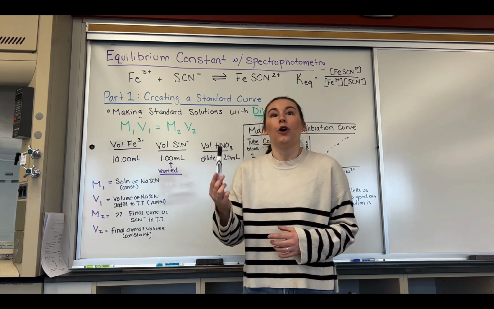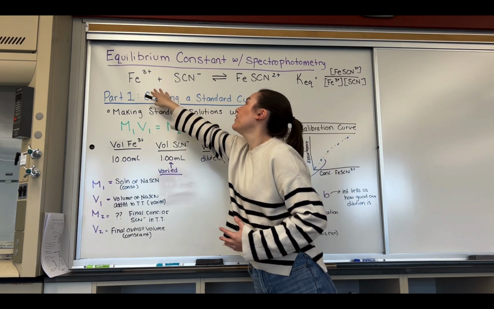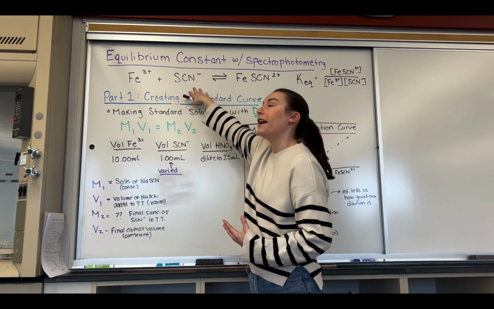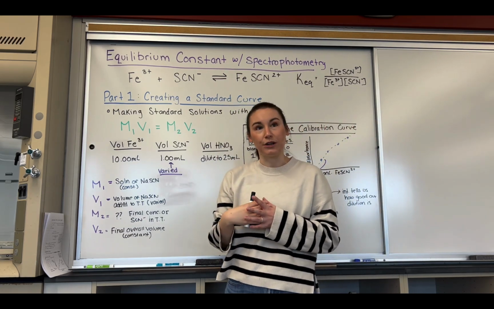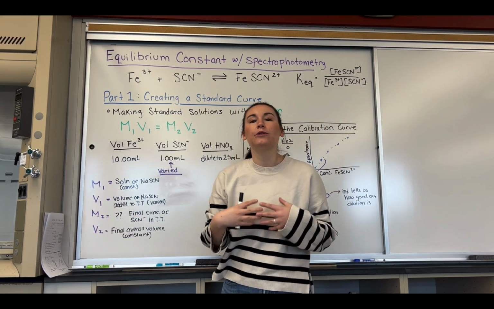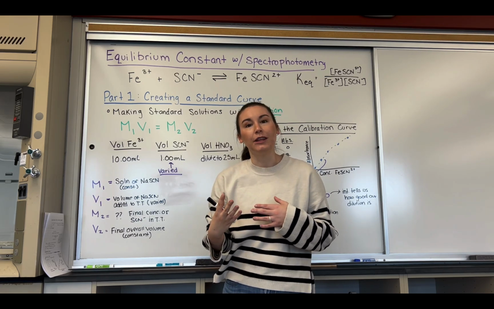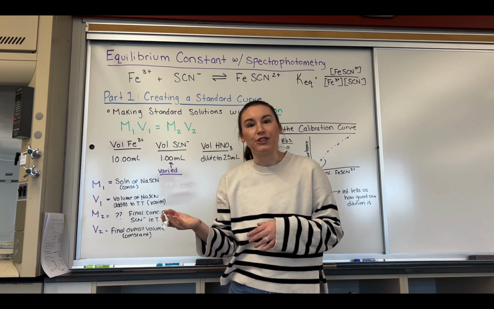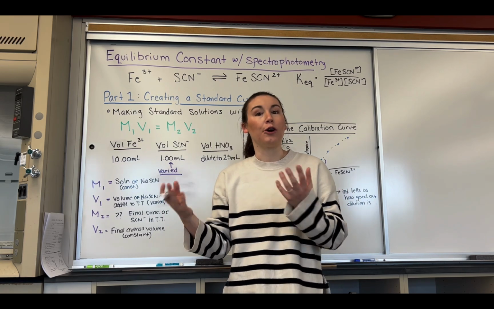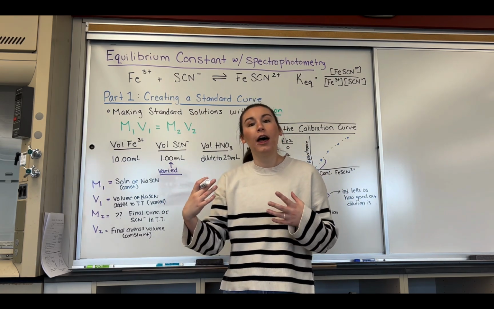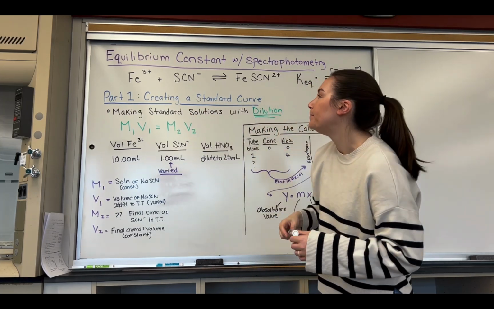So we are going to take multiple different solutions of varying concentrations of iron and thiocyanate. We're going to dilute them to different concentrations. And what we're going to do is create a standard curve in order to find a linear relationship between our concentrations and the number that we can get out for it, which is called our absorptivity or our absorbance, from the spectrophotometry portion of our lab. So let's talk about that.